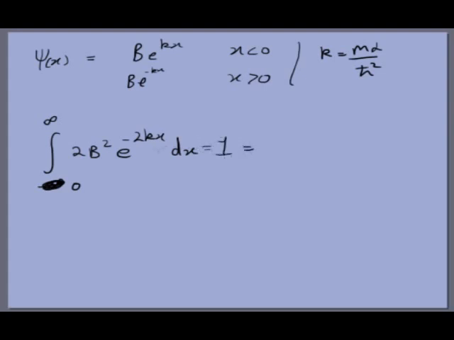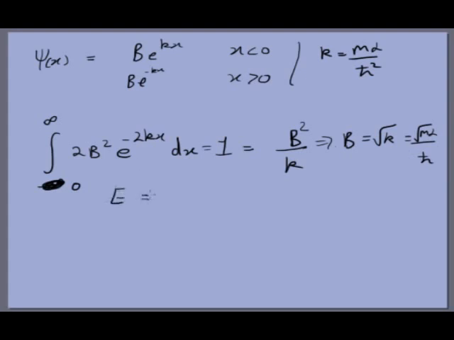But what is this equal to? When we integrate this, 2 will come down, and what we'll be left with is b²/k, which tells us that b is equal to root k, which is equal to root of mα/ħ. Also, what is the energy?